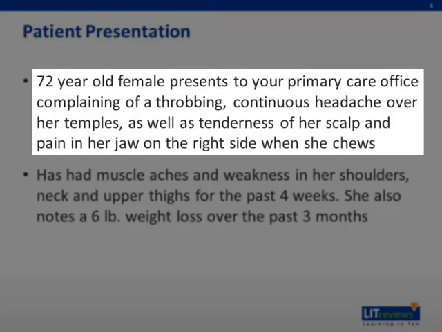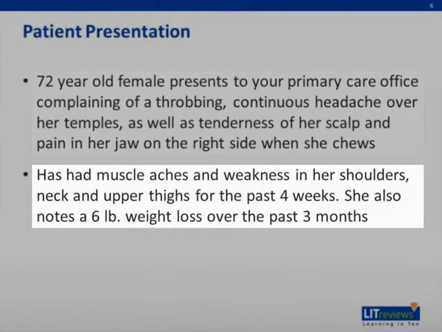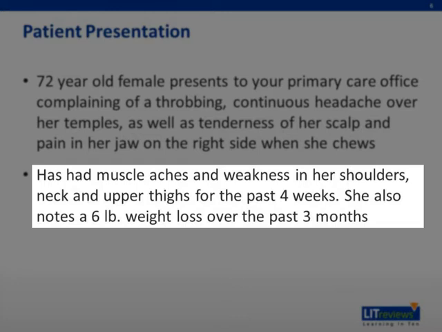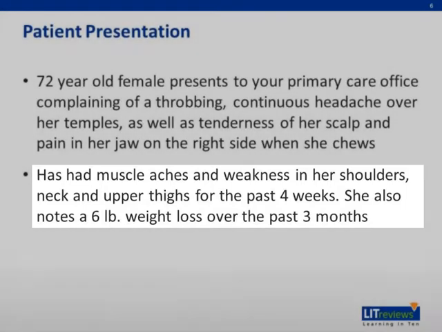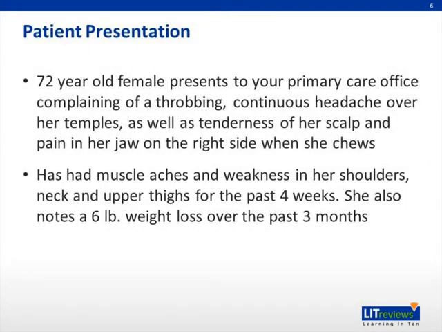A 72-year-old female presents to your primary care office complaining of a throbbing, continuous headache over her temples, as well as tenderness of her scalp and pain in her jaw on the right when she chews. These symptoms have been going on now for about 4 weeks. In addition to these symptoms, she has had muscle aches in her shoulders, neck, and upper thighs for the past month or so. On further questioning, she notes a 6-pound weight loss over the past 3 months. Based on these symptoms, you consider a diagnosis of giant cell arteritis.